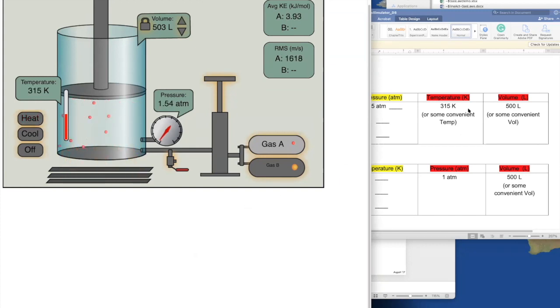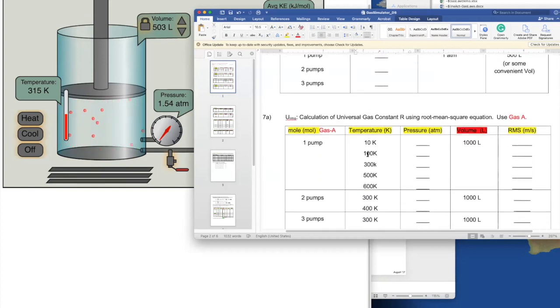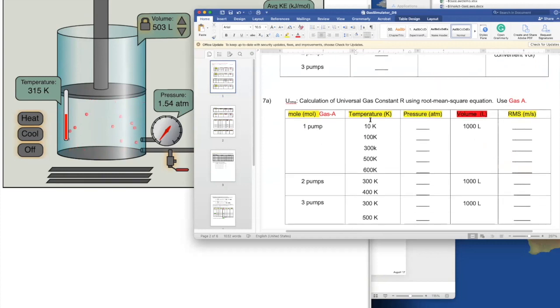There it is. And now what you guys are going to do is change the number of pumps and then record the pressure. Okay, so I'm going to skip 6. Let's take a look at 7. Calculate the universal gas law constant using the root mean squared equation.